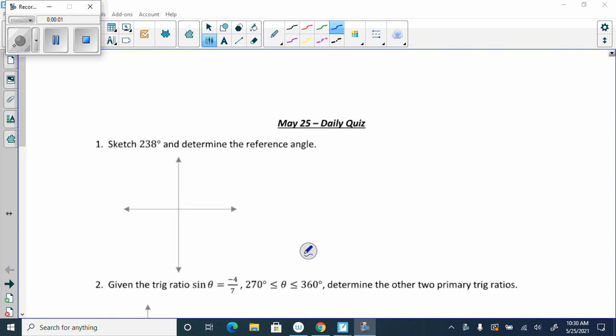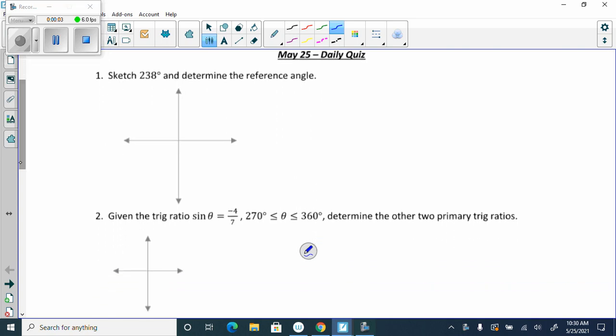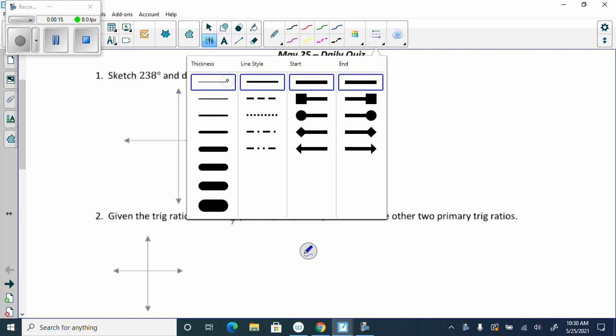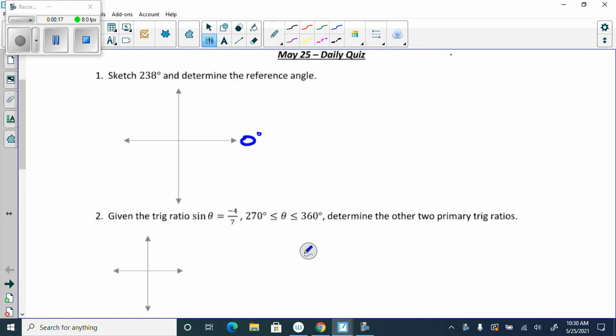So on this Cartesian plane, what's the first thing I should always do? Label, yes. 90, 180, 270, 360. Okay.